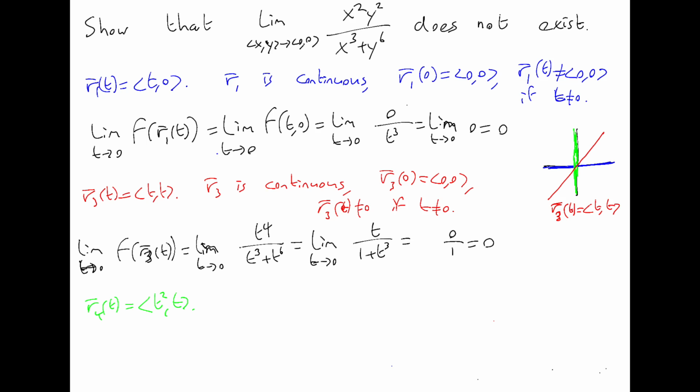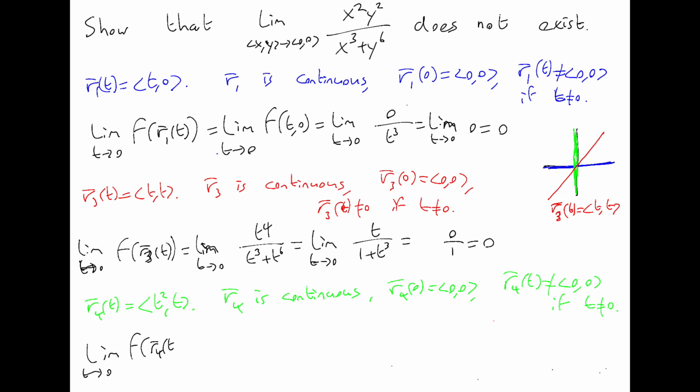Well, then again I check the same thing. R4 is continuous. R4 of 0 is the origin. And R4 is not equal to the origin if t is not equal to 0. And now let's compute the limit for t to 0 of f of R4 of t. So maybe I should make a picture. So that's going to look roughly like this. So this is going to be R4. But yeah, that doesn't matter.